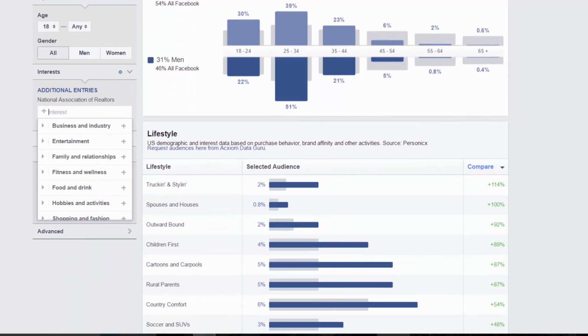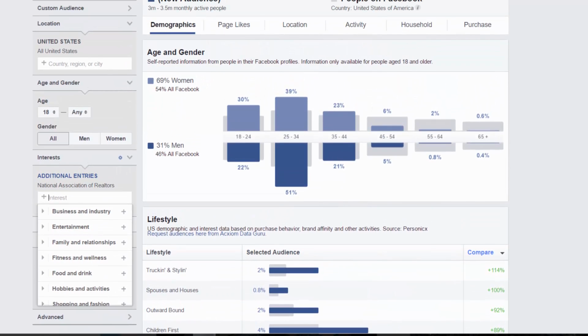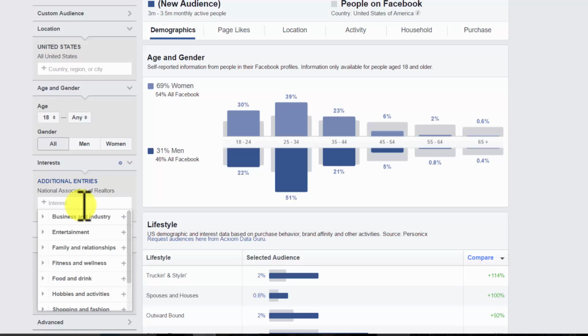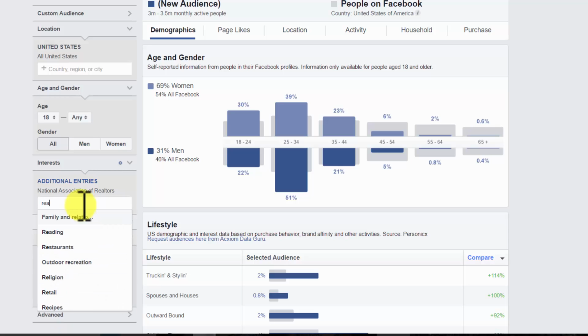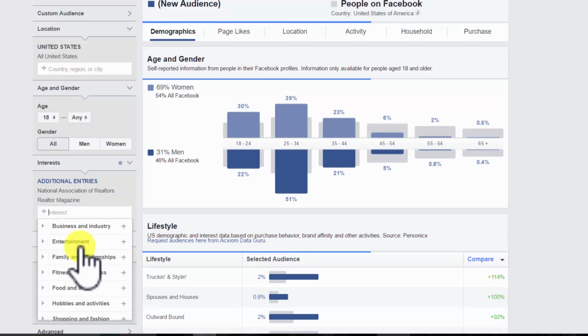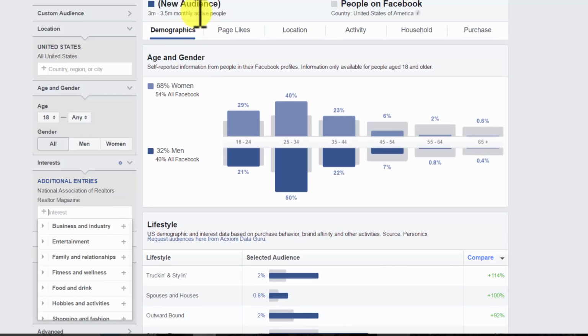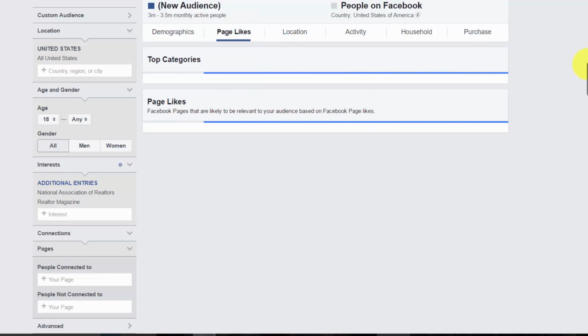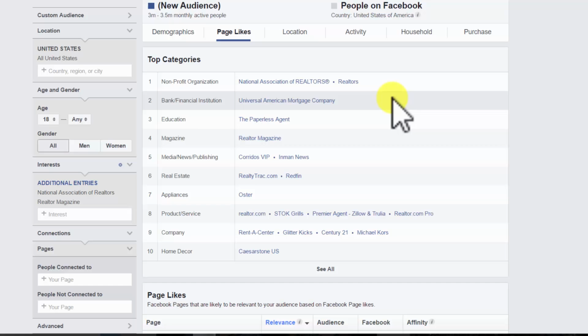So I might want National Association of Realtors. I might want to look at people who are readers of Realtor Magazine, right? And we're already up to 3.5 million people. So if I want to get granular here, I can see other things that they might be interested in and work with some of this stuff too. All right, these are the top categories. We might want to put a couple of these in.